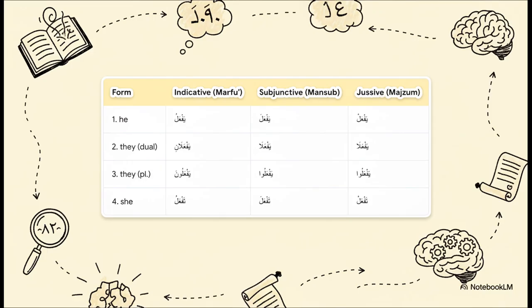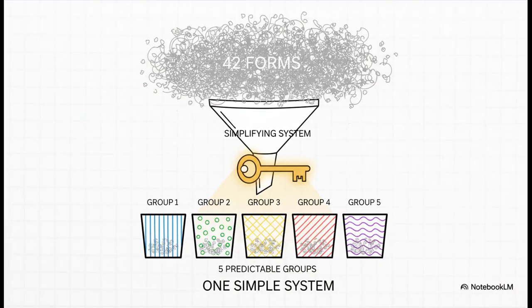A way that completely bypasses all of this painful rote memorization. This is where we shift our thinking. The secret isn't to memorize 42 different forms. It's to understand one single system. We're going to take all that complexity and just funnel it down by breaking all 14 verb forms into just 5. That's right, 5 predictable groups, all based on how they end.